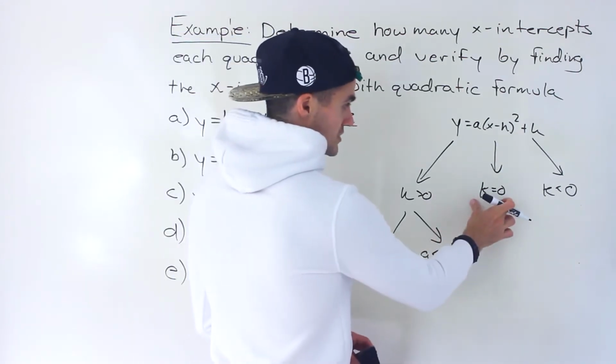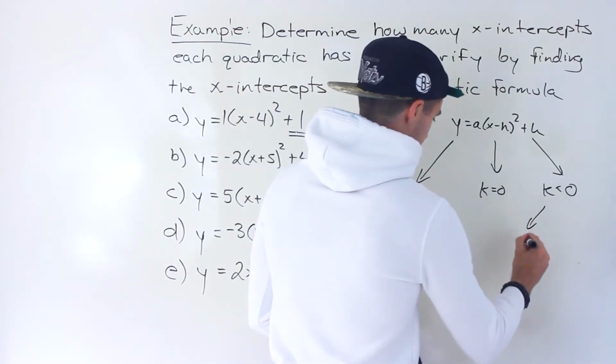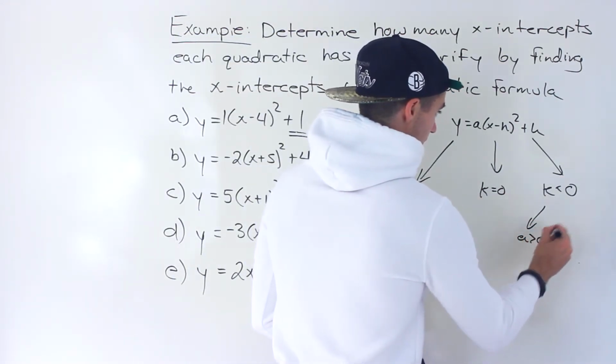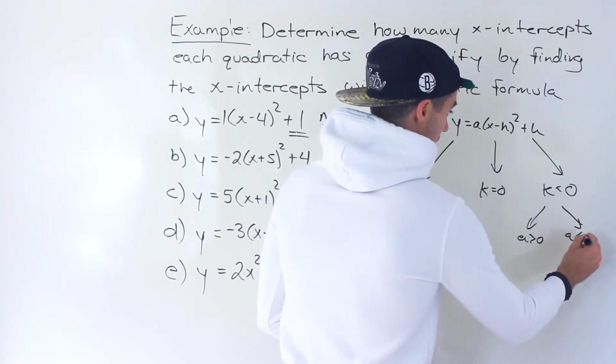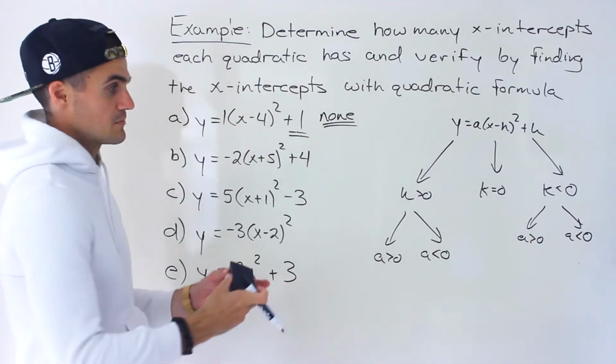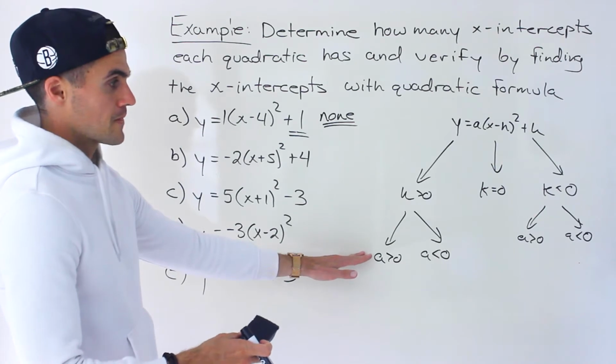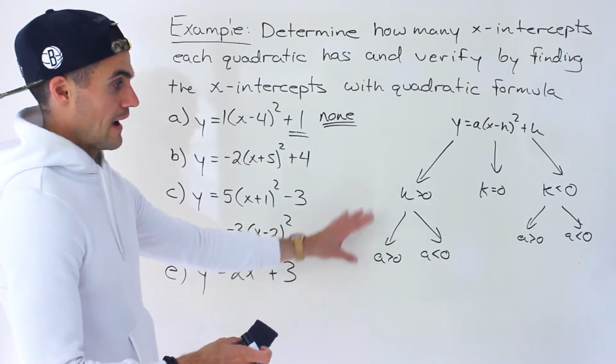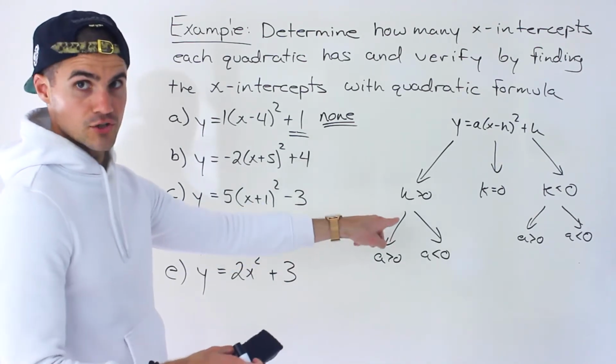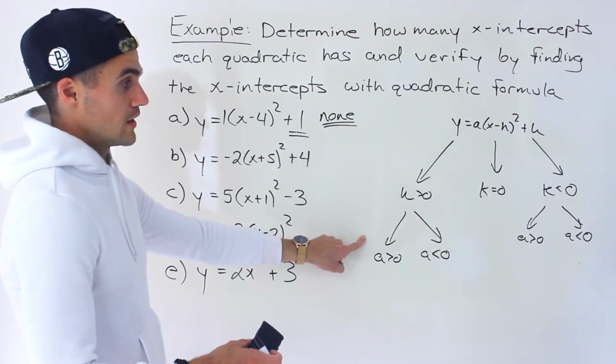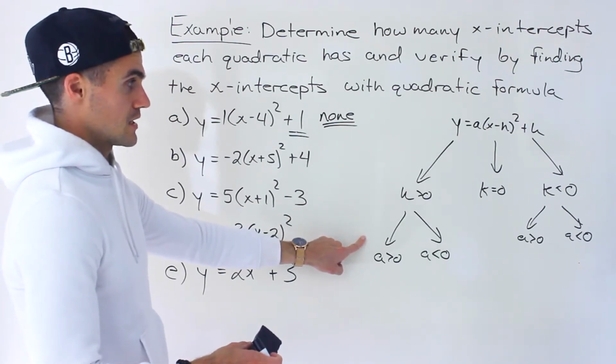And then over here, it's not going to matter. I'm going to explain why. And then over here, is the a value positive? Is the a value negative? So you can make a decision tree over here, and we're going to go through each of these cases to see what the number of x-intercepts is going to be.